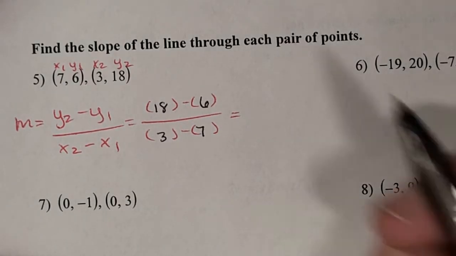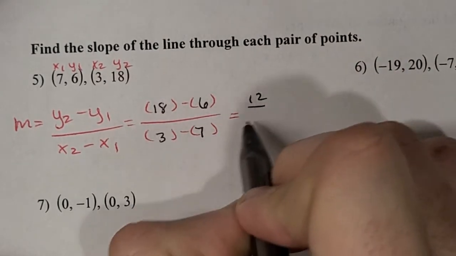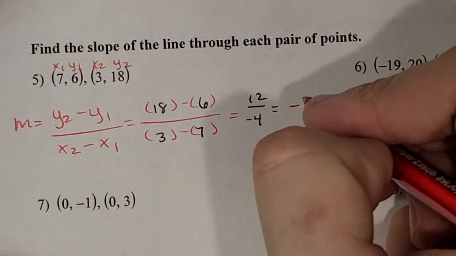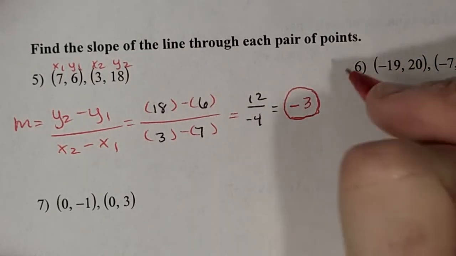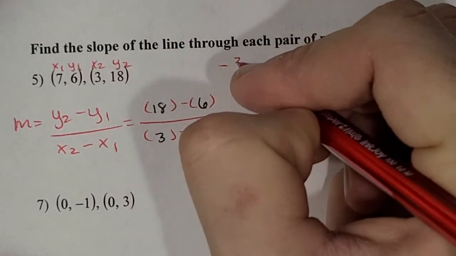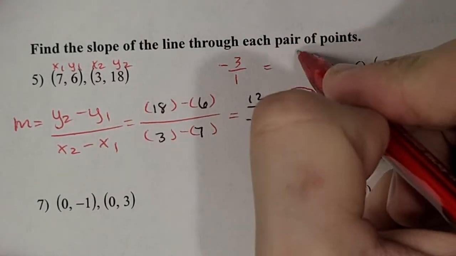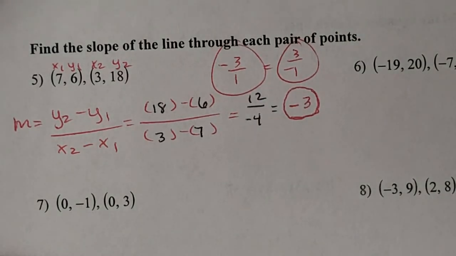Then we do our subtraction. 18 minus 6 is a positive 12. 3 minus 7 is a negative 4. You can write this answer in a lot of different ways. If you straight up divide, you get -3. I'm cool with that. If you want to write -3 over 1, or since this negative is on the bottom, some of you probably are going to write 3 over -1. These are all correct. I would accept all of them.